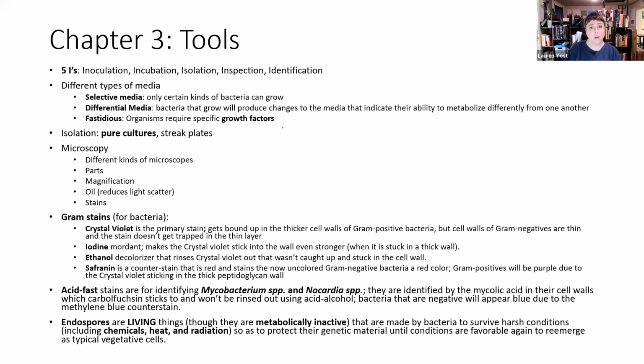So selective, certain things can grow. Differential, you can tell by looking at changes usually in the media, whether or not something can utilize a specific nutrient. Okay. Usually color change.